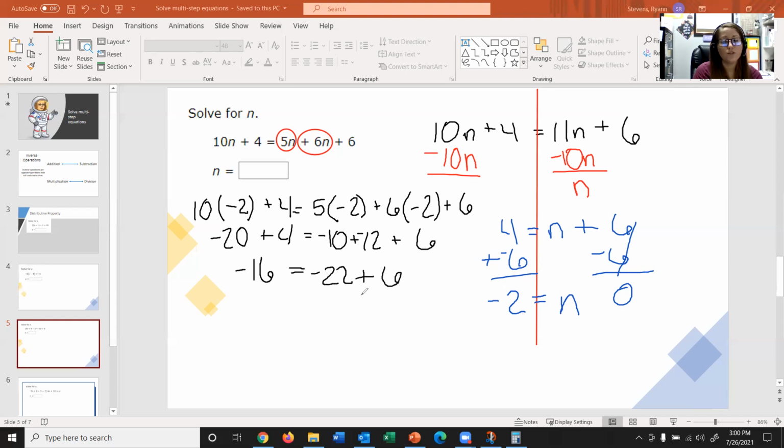So -22 and a +6, the signs are different. So -22 is bigger. So 22 minus 6 will give us 16. And then since 22 was a bigger number and it was negative, we're going to keep that for our answer, the negative sign. So this is going to prove that our answer is going to be n is equal to -2. Okay.